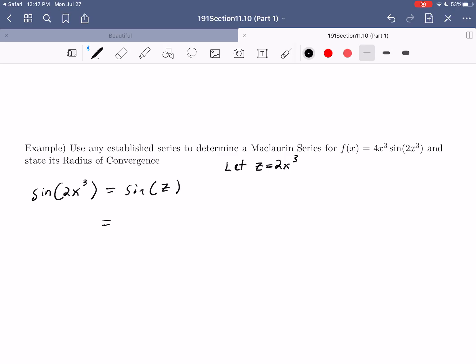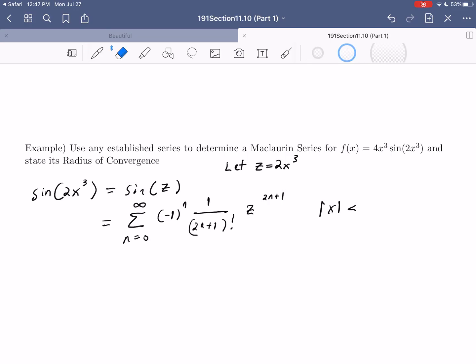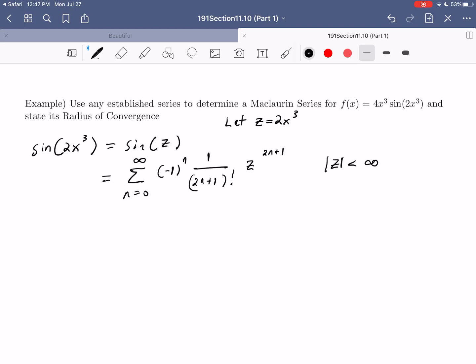We just built an established series for sine, so we could say this is the sum from n equals 0 to infinity, minus 1 to the n, 1 over 2n plus 1 factorial, z to the 2n plus 1, because we're using our new variable z. And that holds as long as the absolute value of z is less than infinity, so for all z. Okay, let's go ahead and pop this back in there.